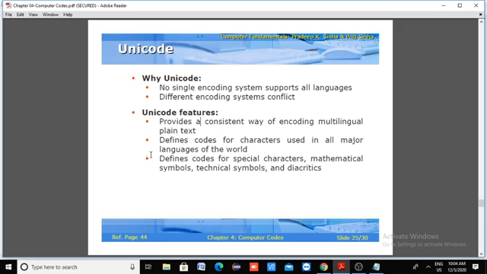It defines codes for characters used in all major languages of the world. It also defines codes for special characters, mathematical symbols and technical symbols. So for mathematical symbols, technical symbols or special characters, we can use the related codes.